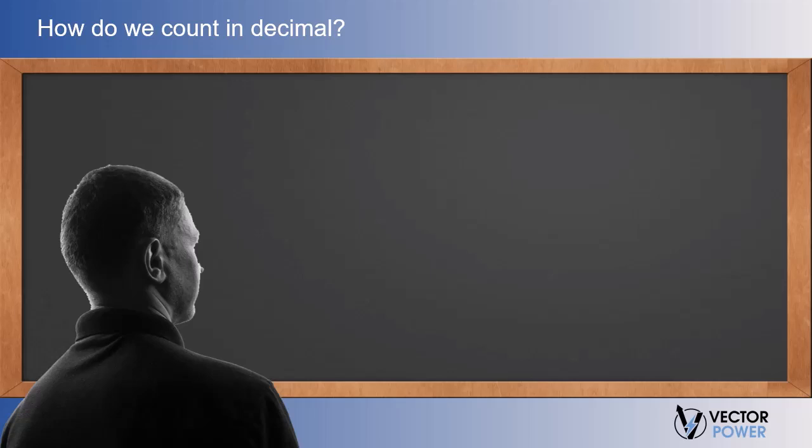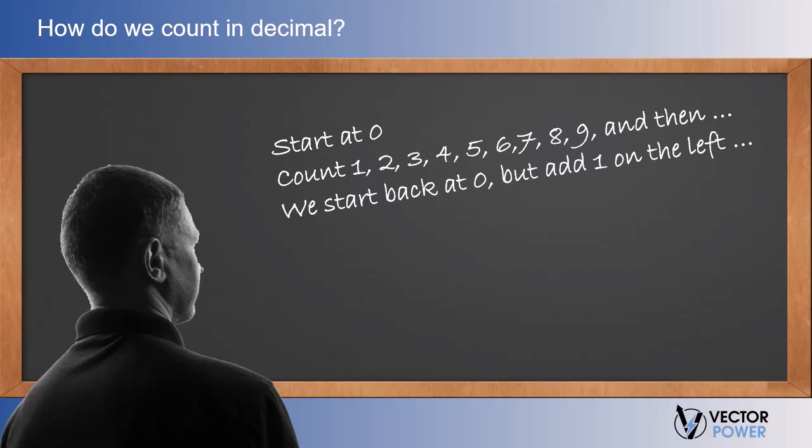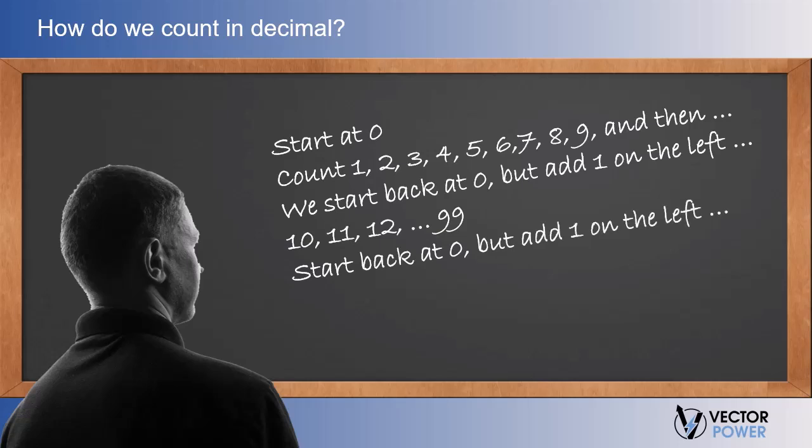To count in the decimal system, we start at 0 and we count 1, 2, 3, 4, 5, 6, 7, 8, 9, and then we start back at 0, but we add 1 on the left. 10, 11, 12, all the way up through 99. Then we start at 0, but add a 1 on the left. 100, 101, 102, and so on.